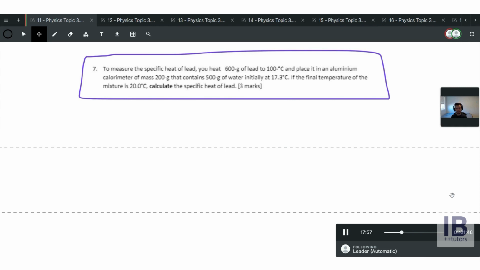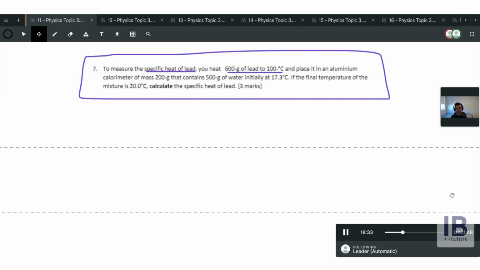So you need to find lead. So specific heat of lead. You have 600 grams of it, and you heat it to 100 degrees Celsius. So that's your starting point. Now you don't actually know. Well, let's read the whole question first, and then we'll try to decipher what's going on.